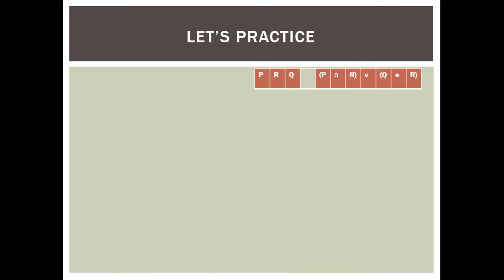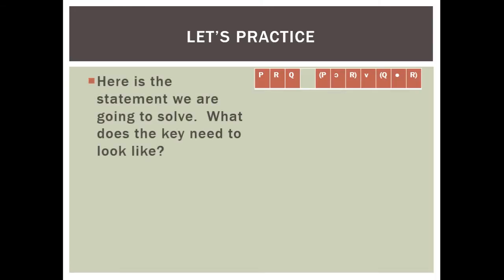Next slide. So here's that same thing rewritten. You have PRQ, and that statement was P horseshoe R wedge Q dot R. That was the statement we just looked at on the last slide. I just wrote it on with a computer so it's a little more clean. So we're going to solve this statement. What does the key need to look like? So take a second and think through how many rows do we need to have here. There's going to be 8.